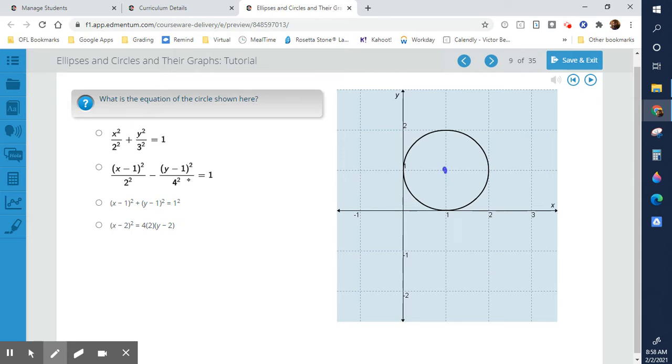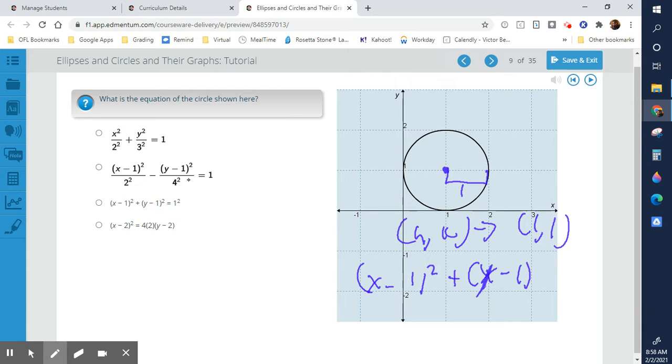So if I wrote this equation, my center, my (h, k), is (1, 1). My radius is a distance of 1. So if I wrote this, it would be (x minus 1) quantity squared plus (y minus 1) quantity squared equals 1 squared. So let's see if we can find that formula. And that would be this one right here.